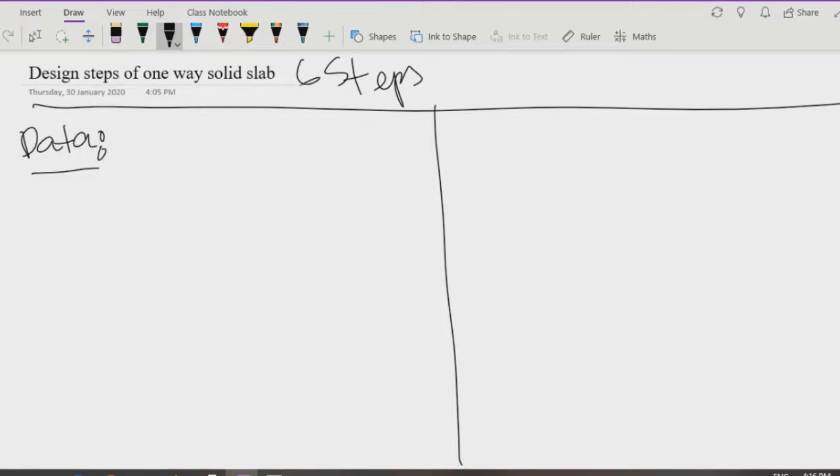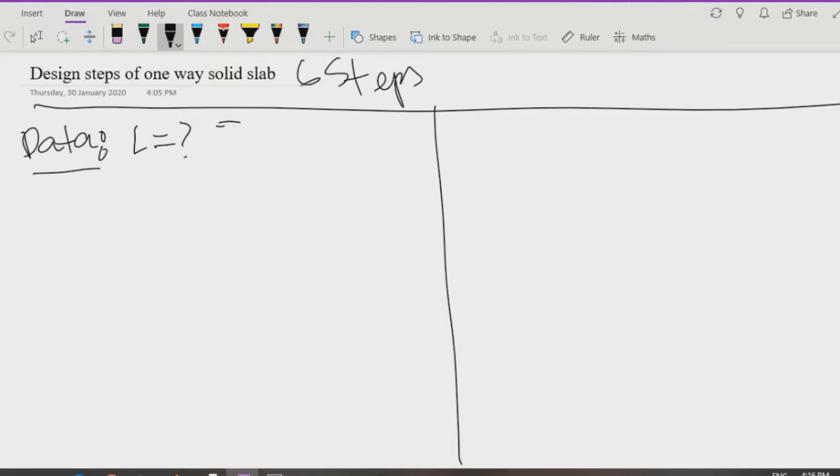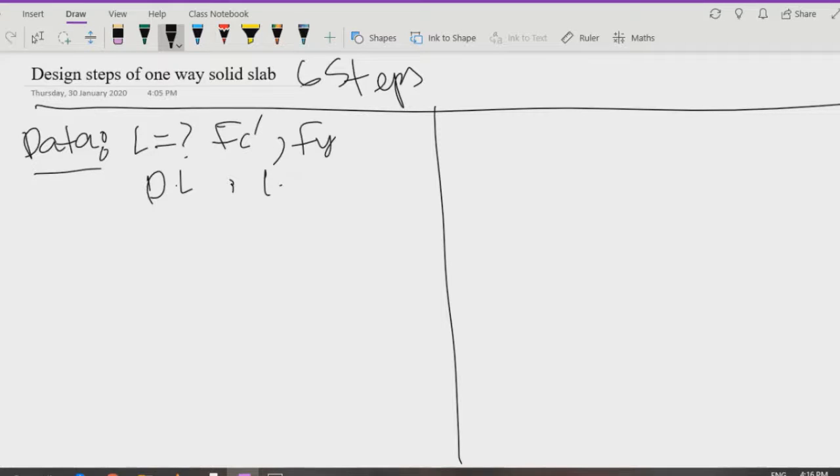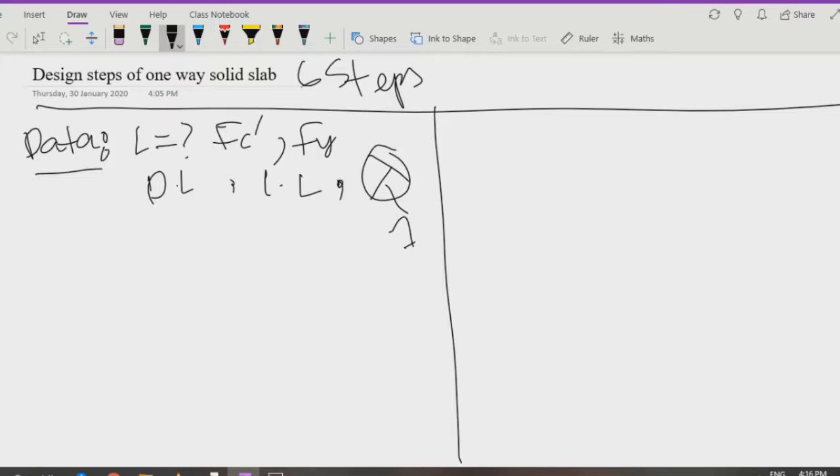What sort of data should we have before designing the slab? Initially, we should have span length, f of c prime, f of y, dead load, live load, and value of lambda. What is lambda? Lambda is for normal weight concrete. It is usually taken as 1. Now this is the whole data we require before proceeding towards our steps.